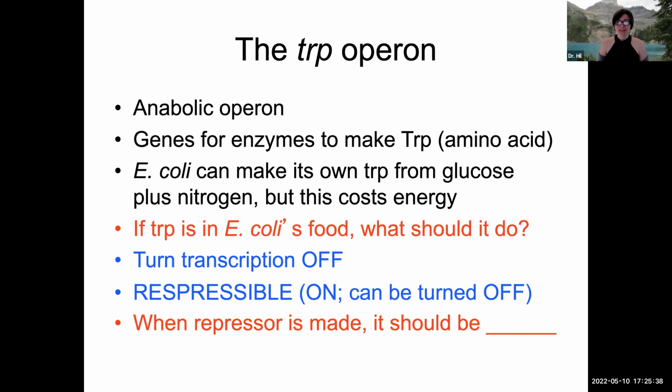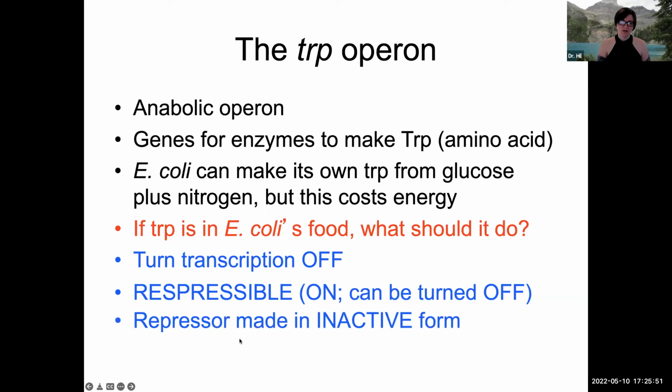Yeah, we want the lazy one, right? We want the repressor that is born and is kind of like, you know what, things seem fine. I don't need to intervene. Go ahead, transcribe away. What should be the environmental signal that causes the repressor to get its act together and start doing its job and stop transcription? What should that environmental signal be in this case?